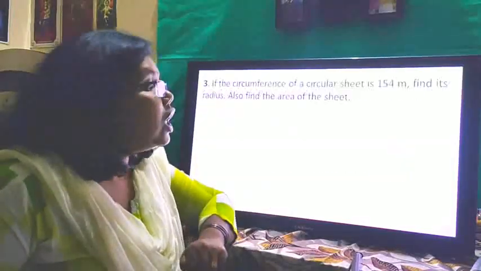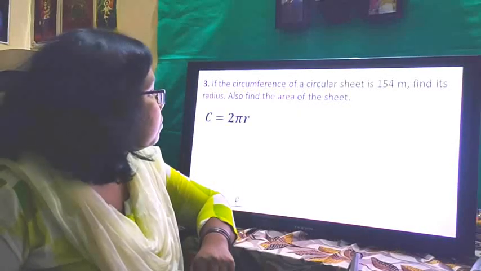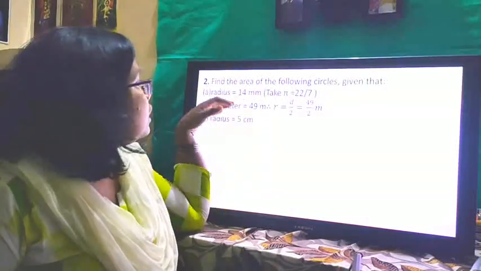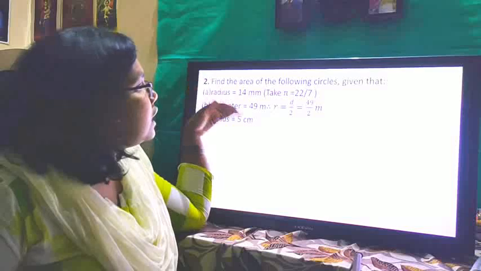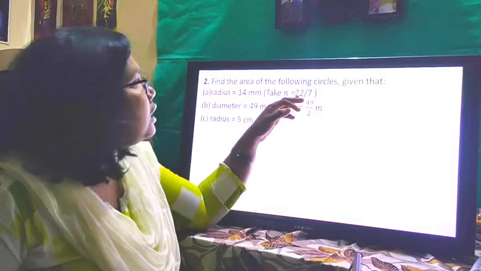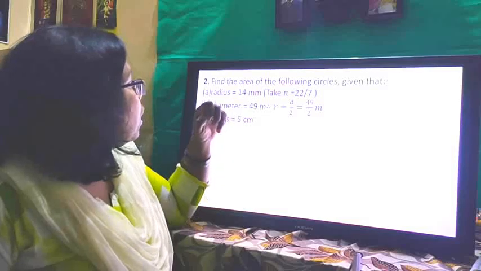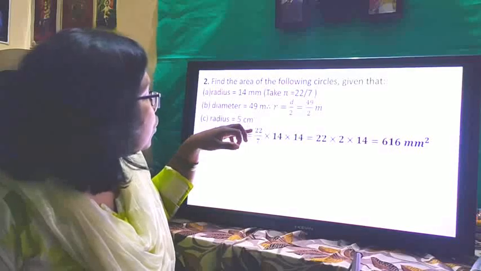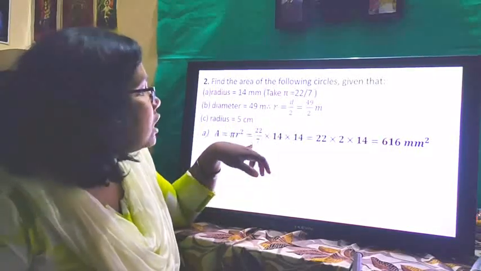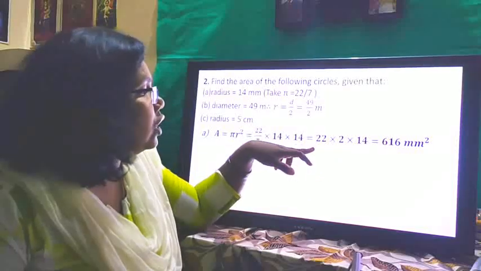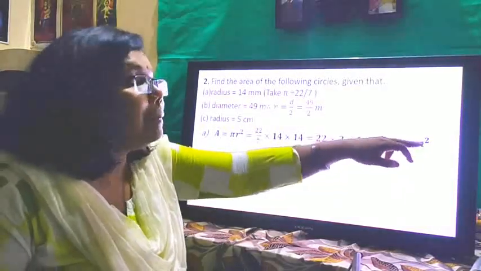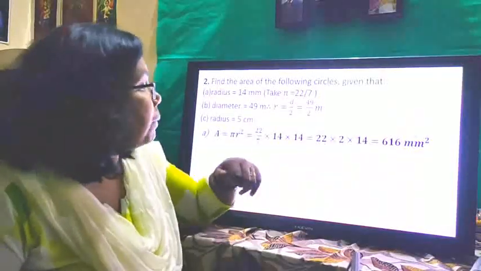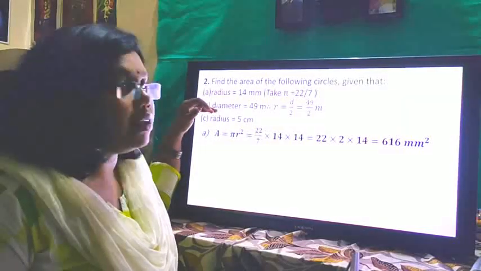This is about circumference. Now the next question tells us to find the area, given that the radius is here. Now the radius is given and we are told that we have to take the pi as 22/7. So our first question, radius. So it would be area is equal to pi r square, 22/7 into 14 into 14. Now 7 could cancel 14, you get 2. So 22 into 2 into 14, you get 616 millimeter square. As I said, areas are generally unit square. So millimeter square.